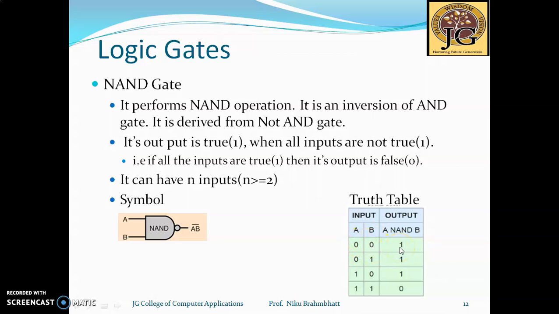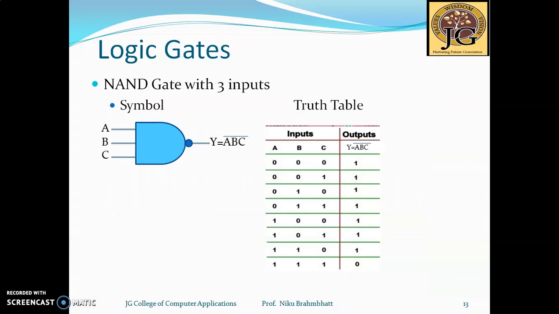Put 1, right? In this row, if any one is true but the other one is false, we can say that all inputs are not true, then its output is 1. Same way here, one is true, one is false, but not all inputs are true, so put 1. Now here all inputs are true, so its output is 0, because it says that all inputs should not be true, but here all inputs are true. So this is the NAND gate. This is the NAND gate with 3 inputs.